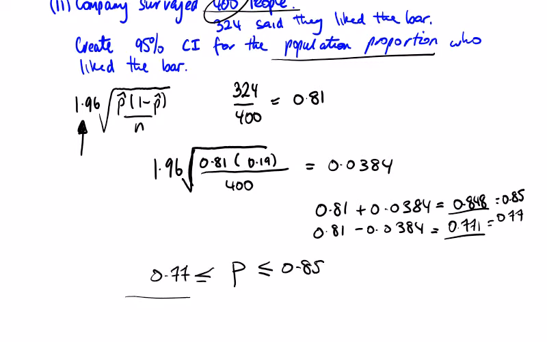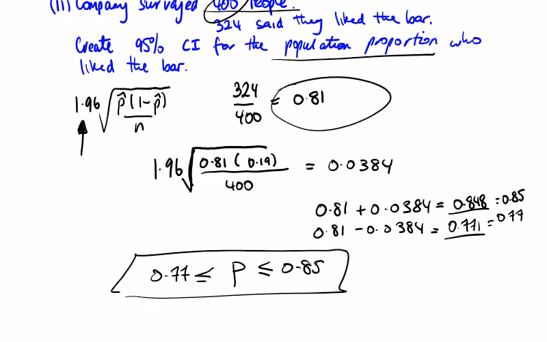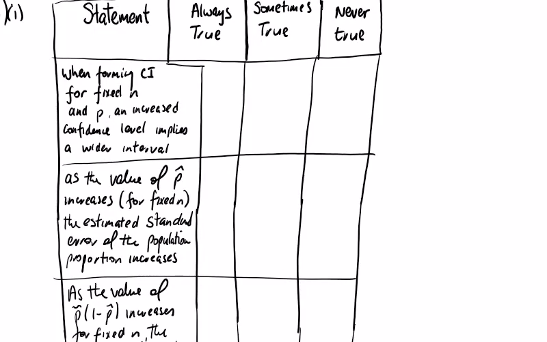So we can say with 95% confidence, from the 81% that originally responded to the survey to say they liked the bar, that between 77% and 85% of people liked the bar, or at least one bar. The next part of this question, you were given these boxes to fill in. Tick always true, sometimes true, or never true.